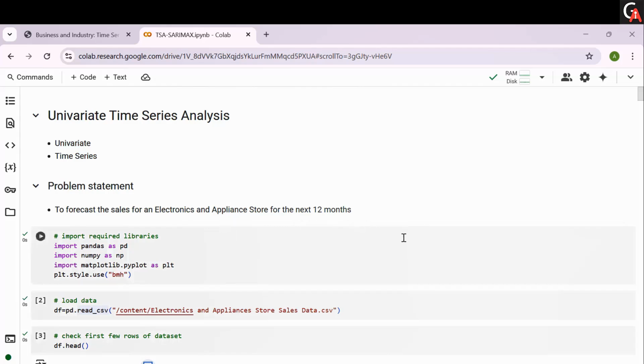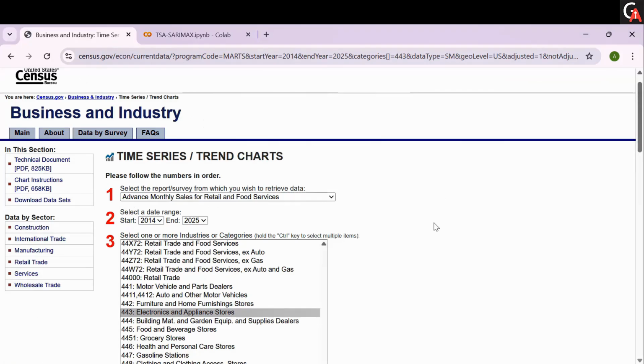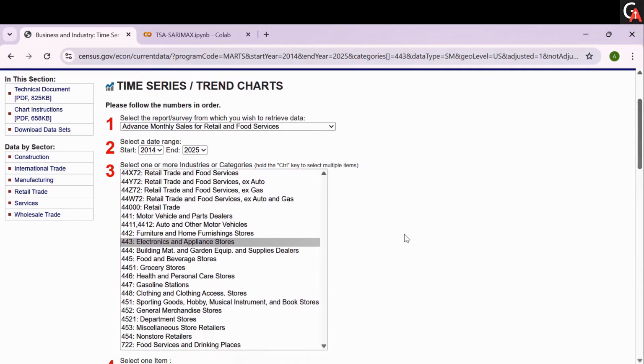So the problem statement is to forecast the sales for an electronics and appliance store for the next 12 months. Before starting with the analysis, let me show you how I have downloaded the dataset. So this is an official website of the United States government. From here I have downloaded the data.